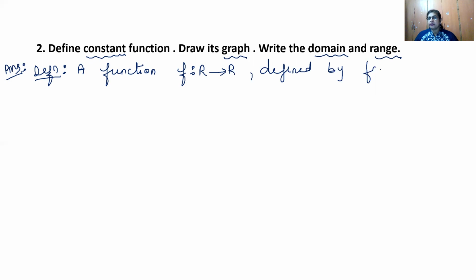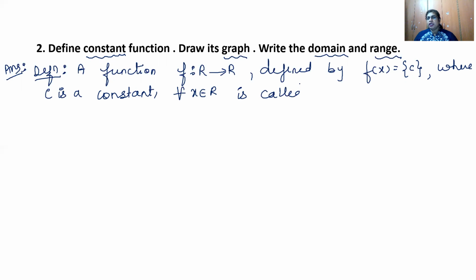f of x is equal to some c, where c is a constant, for every x belongs to R. That means for all the values of the domain, x belongs to R, the answer you are getting is the constant c, is called a constant function.